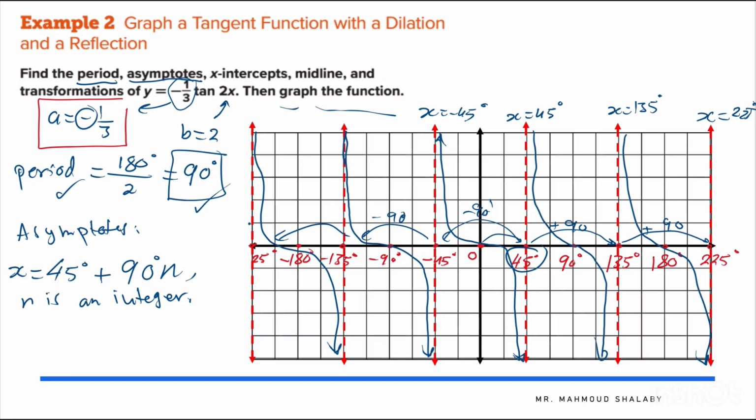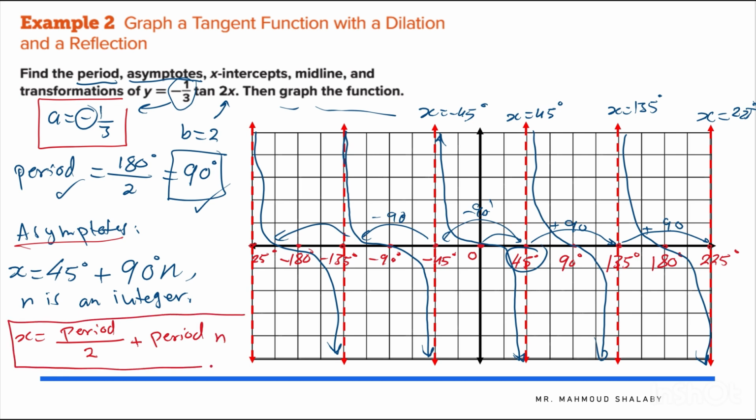So we can rewrite this as a rule from now on, which means the asymptotes will usually be x equals period, the new period of course, over 2 plus period multiplied by n. This could be the rule we use for the asymptotes: x equals period over 2 plus period multiplied by n. So let's apply this here. The new period is 90. 90 divided by 2 is 45, plus period multiplied by n, which is 90 multiplied by n. This could be the rule to solve any question from now on. Okay, guys.